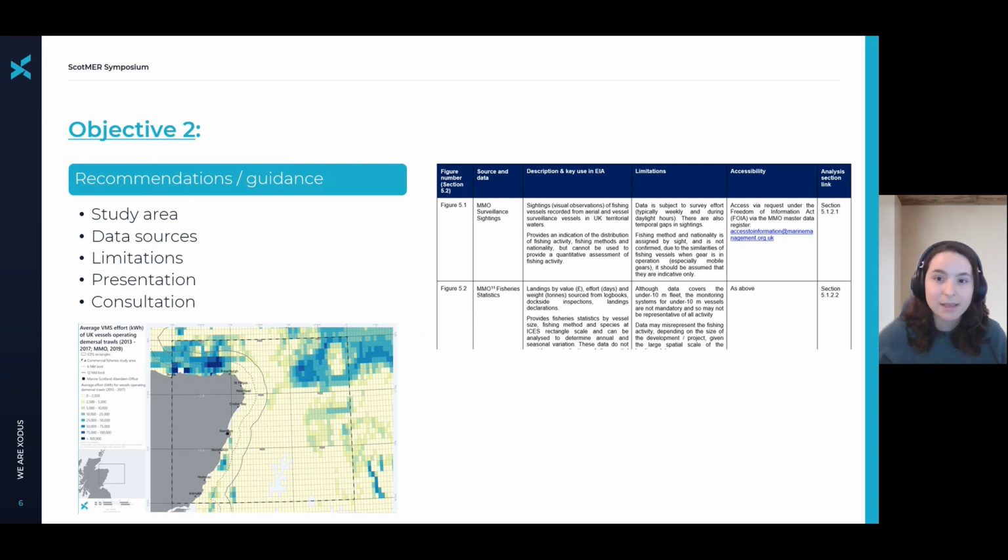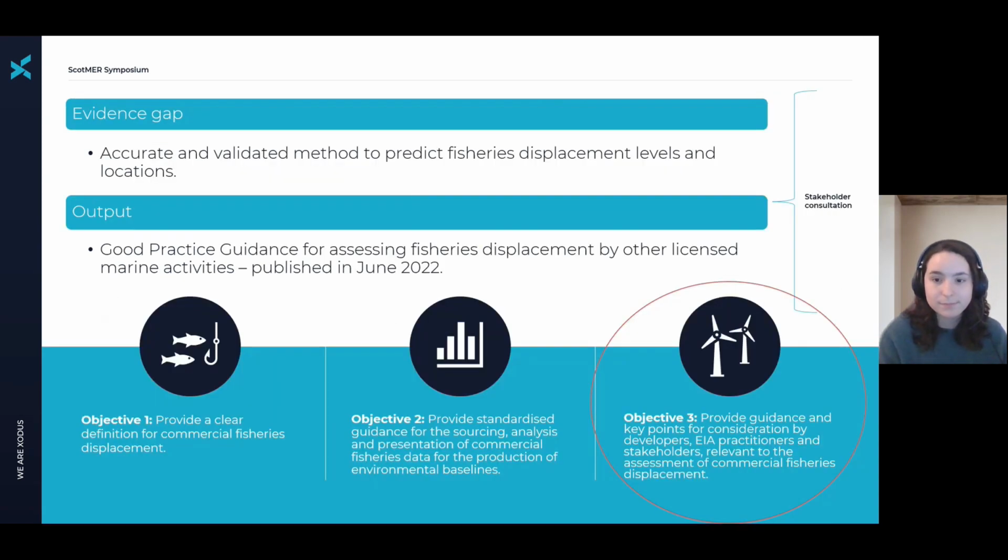So to help achieve this, the guidance provides recommendations on the extent of the study area which should be used for the commercial fisheries baseline, a list of key data sources and how to access these, the limitations of the data sources, how to present the data, and also recommendations for consultation. And this is provided in a succinct and neat table, which should be a really good reference for people to look at. And importantly, this allows for an accurate identification of sensitive receptors, which is key for the commercial fisheries assessment.